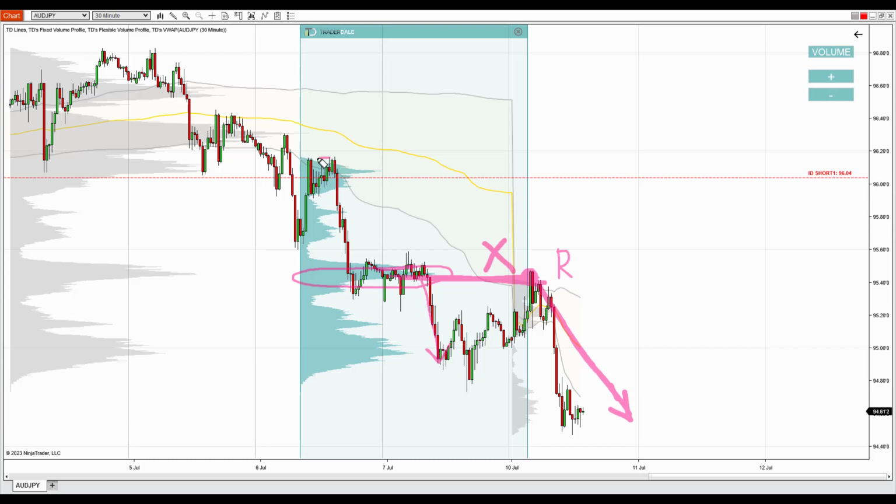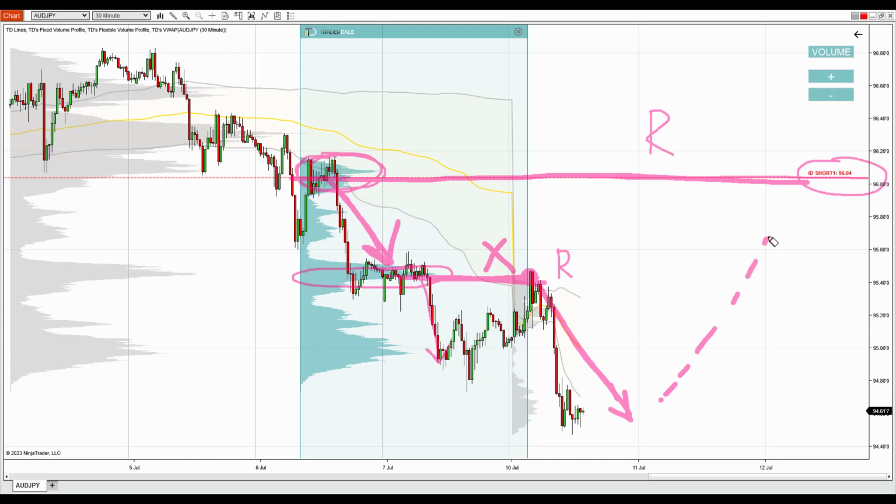But next in line is this heavy volume zone, which got followed by this steep sell-off. This is a level, a resistance level at 96.04, which hasn't been tested yet, so it is still good to go. And I think that sellers who accumulated their short positions in here and afterwards pushed the price downwards will want to defend this heavy volume zone.